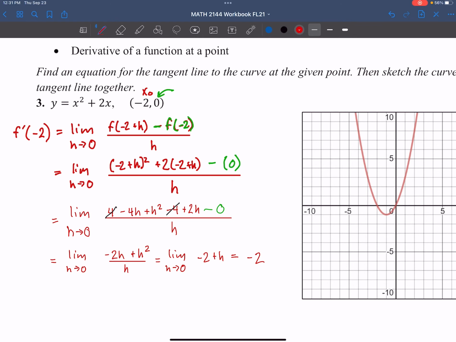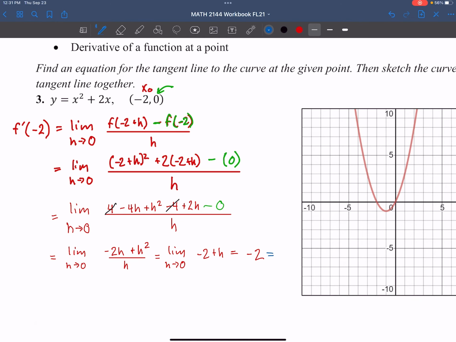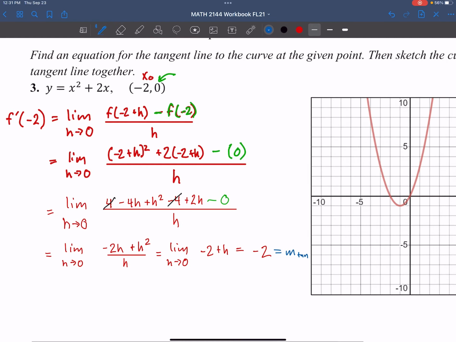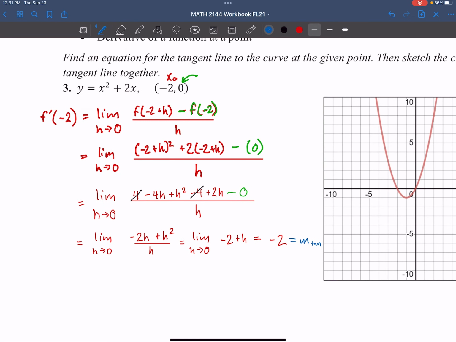Now, what is this right here? Realize that this is also the m of the tangent line. So if you were asked to find the tangent line, which we are, we would get y minus 0 equal to -2 times x minus -2. So we find y is equal to -2x. And then this would be -4. If you look at that, we would have the tangent line right there at the y-intercept of -4.